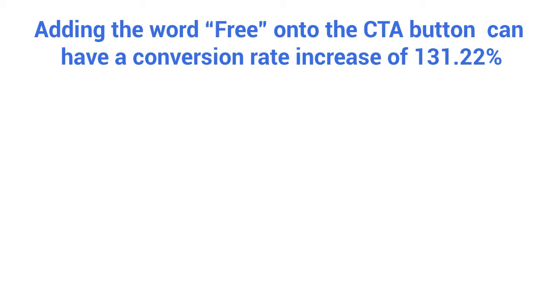But let's get more specific about changing call to action buttons in general. Adding the word free, for example, onto a call to action button, even if it's already there, like in the headline of the copy on the page, can yield a conversion increase of 131%, according to one specific case study that we found within the Proven Sales Conversion Pack. And you should see an example of that on the screen right now.